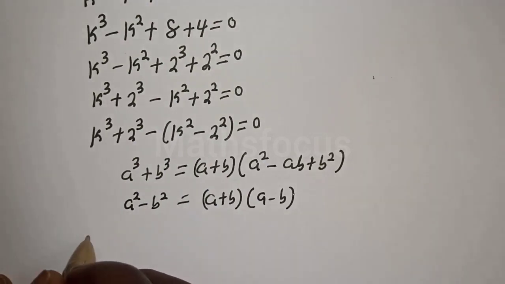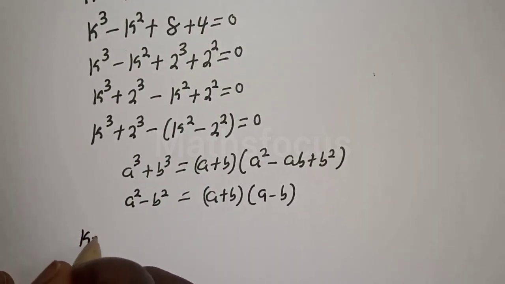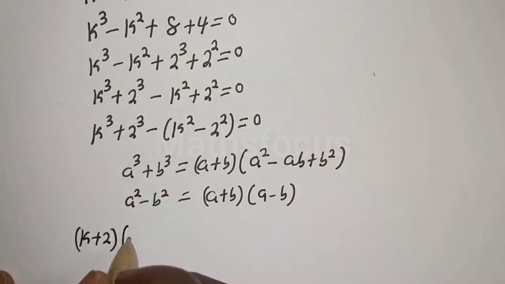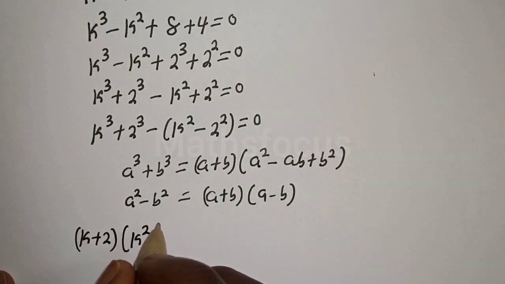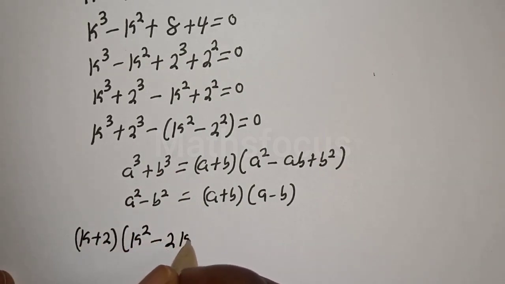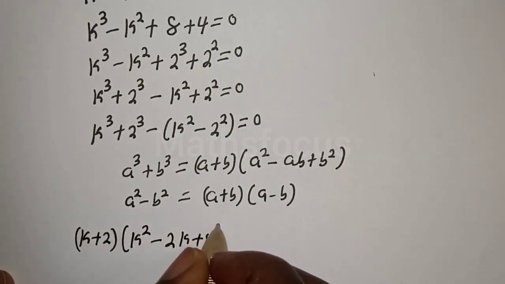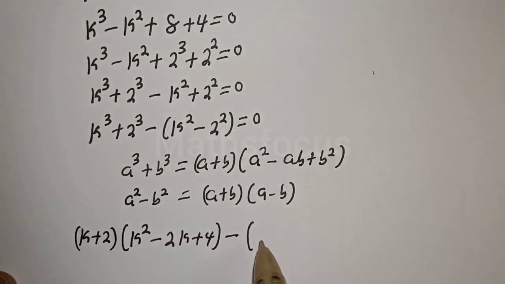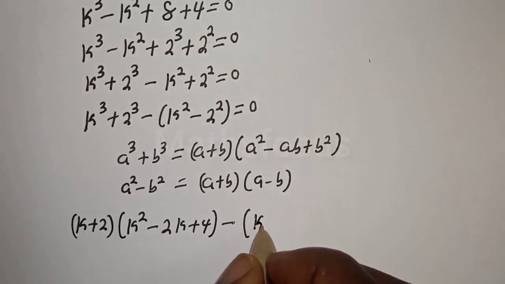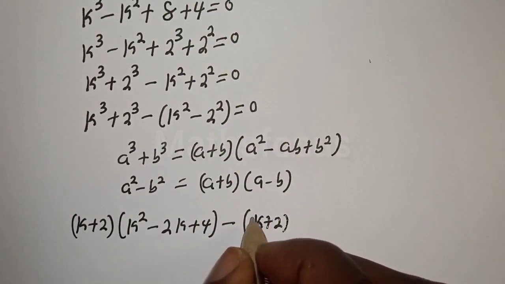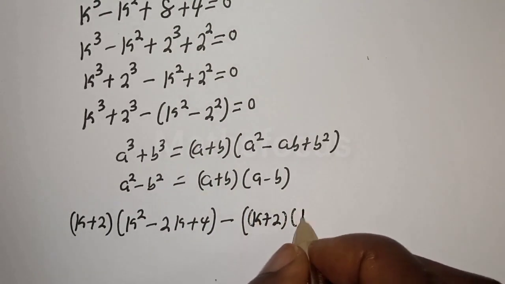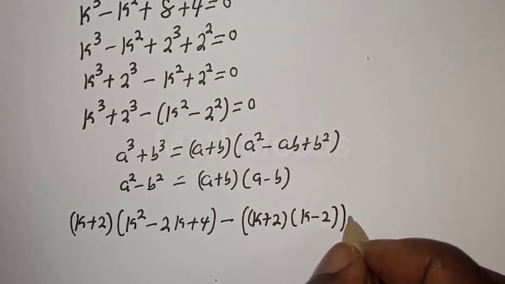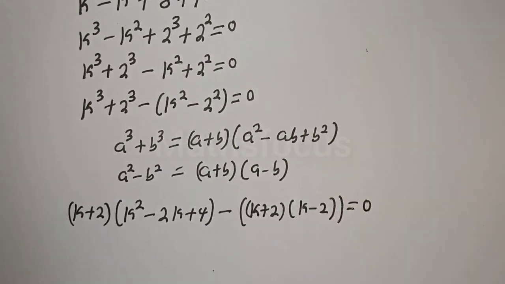Here is k plus 2 bracket k square minus 2k plus 4 minus, here is k plus 2 multiplied by k minus 2 is equal to 0.